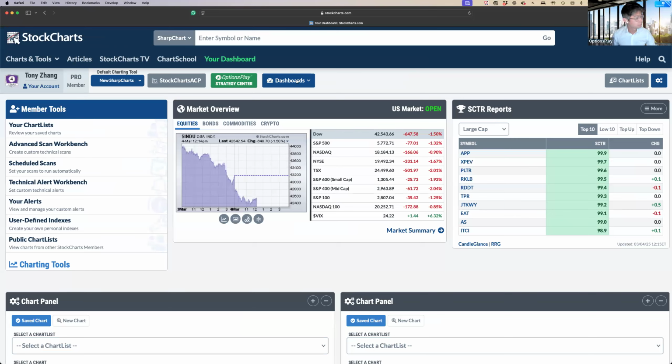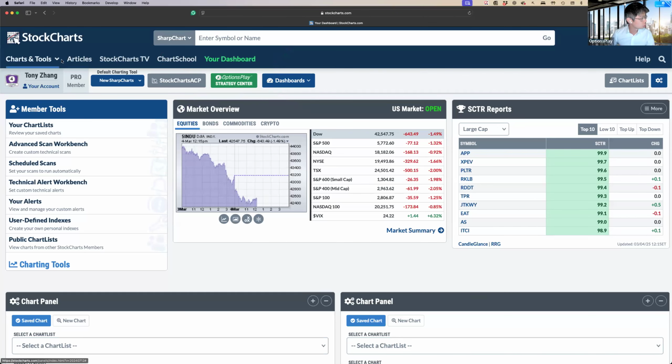So on stockcharts.com, right at the very top when you log in, you'll see the Options Play Strategy Center in this green box here, right at the top of your dashboard. Okay, so you can access it there.